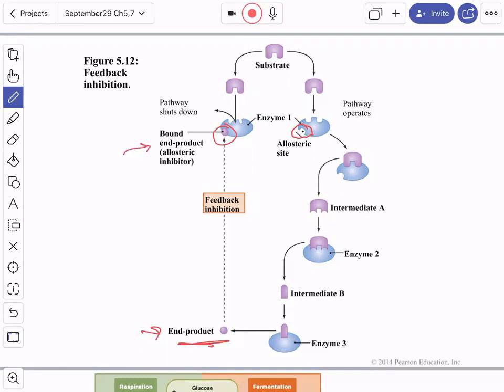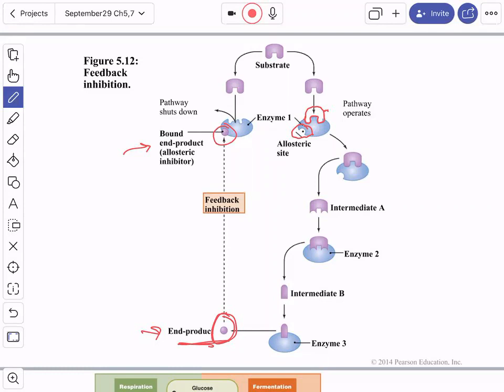I asked a biochemist, and he couldn't think of any pathways where it would be a competitive inhibitor, because a competitive inhibitor would be the same shape as this active site. So the chances that some end product is going to be the exact shape and fit right back into that first enzyme, it's not likely, and I'm not sure if that ever would actually happen.